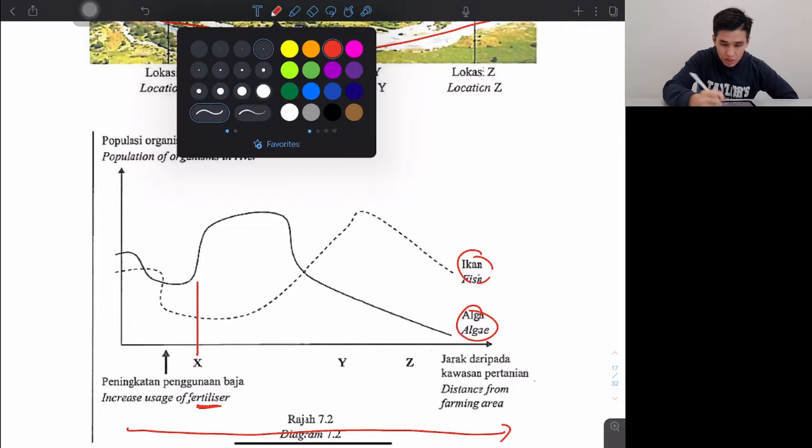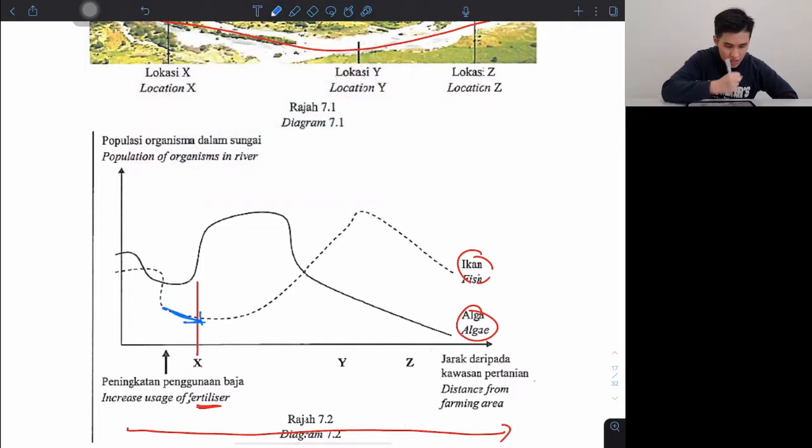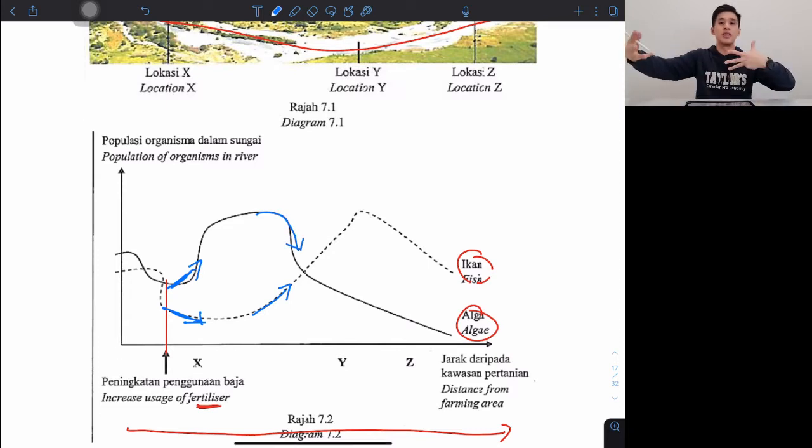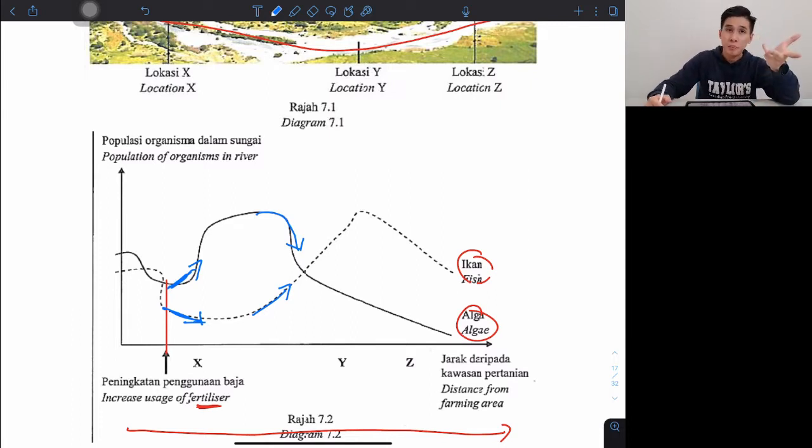Let me draw it, make it clearer. Fish here decreases, algae here decrease. Now actually we follow the arrow here. I'm so sorry, the arrow is around here. And then as I go further away from the river, your fish increases back. Your algae then decrease, because if I'm further away from the river, the fertilizer gets lesser and lesser, starts to become diluted a bit, then the opposite thing will happen. Now your algae won't grow anymore, more fish come back.